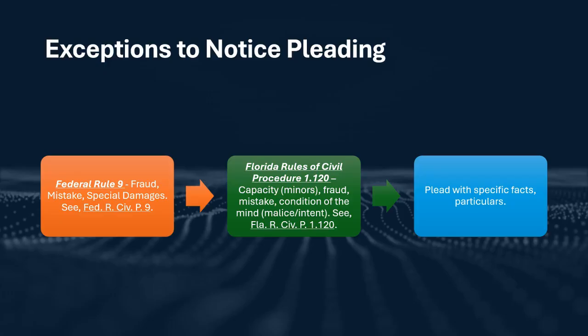The Florida Rules of Civil Procedure 1.120 would not use notice pleading when dealing with capacity of a minor, fraud, mistake, condition of the mind, such as malice or intent. And if you look at that rule, 1.120, you will see that it provides these very points.